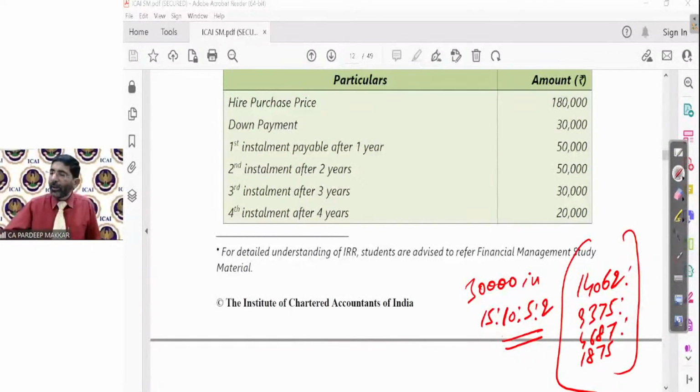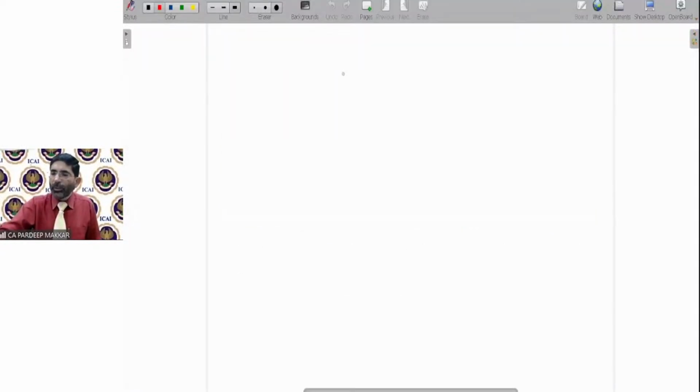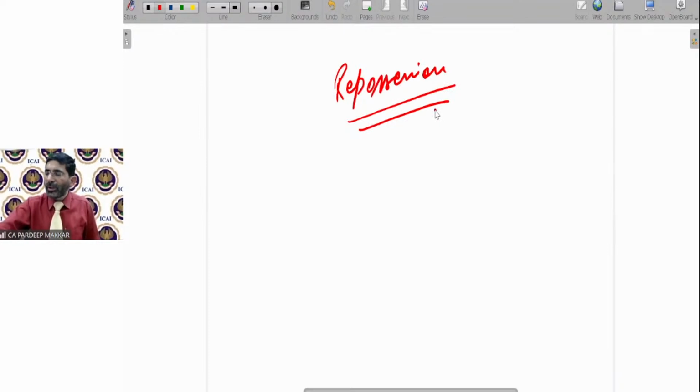Is that clear? Now coming to the next thing, repossession. So we'll come to the next point, repossession. So what means for the repossession, beta? Repossession का मतलब क्या रहता है? If we would like to discuss it, I would like to go for the PPT for that.